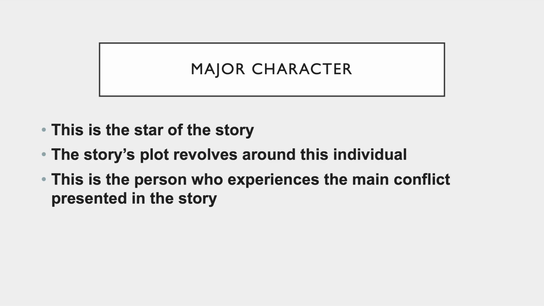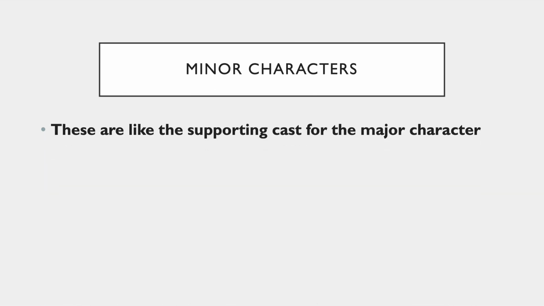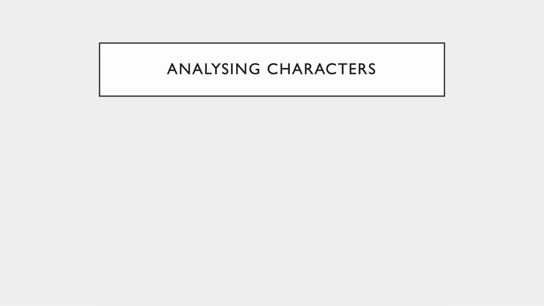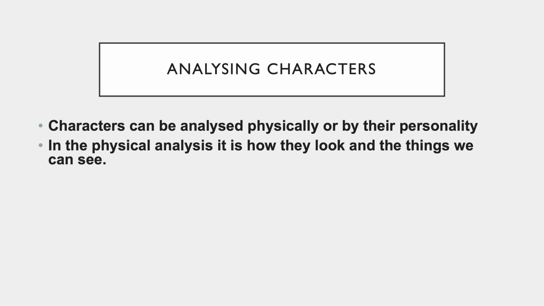If you recall our last video, we were looking at the plot and the importance of the conflict. So the main character or the major character is the person around whom this main conflict revolves. Minor characters, these are your supporting cast. They are like the sidekicks or the co-star to the major character. How do we analyze these characters? We can do it physically or we can do it by their personality.